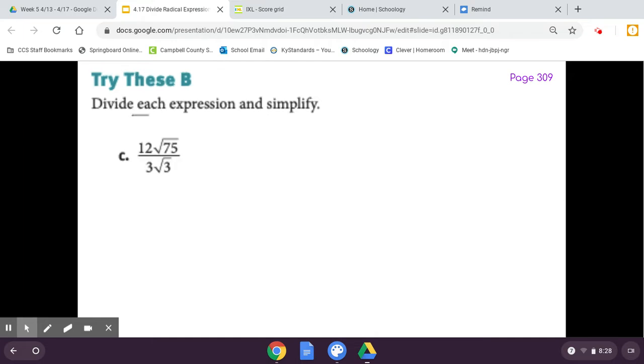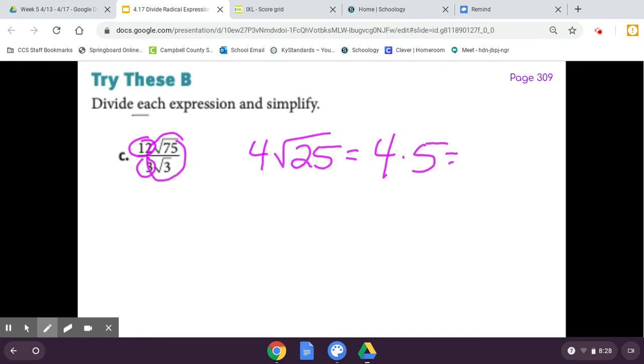All right, so this is example C on that same page. So again, 12 divided by 3 does give us that 4. And 75 divided by 3 gives us the square root of 25, which we know is 5, and 4 times 5 is 20. That's a real pretty problem there.